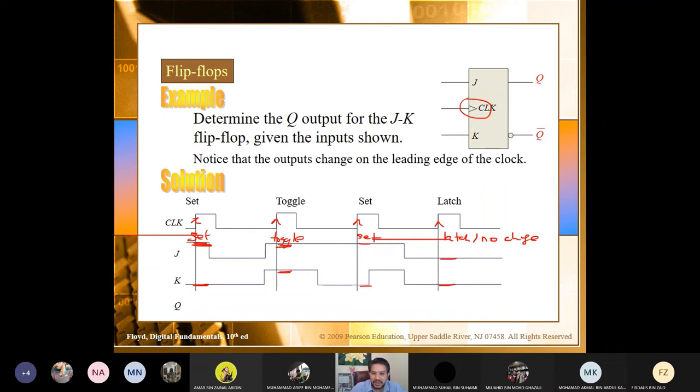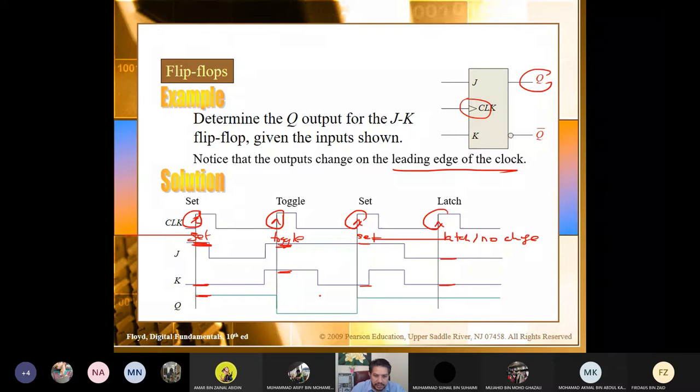So if we draw the output, the first is that it is on the leading edge of the clock. When we say leading edge of the clock, it is on the rising edge of the clock. On the rising edge of the clock, it will trigger the output to respond to J and K. Here the output will be high. Here it will be high. This one will toggle, so from high it will become low. Then here it will set, and it will be high again. Then for this moment it will follow whatever the previous state was. So looking at the previous state, you can draw the line together after that. So that's how you determine the output sequence.